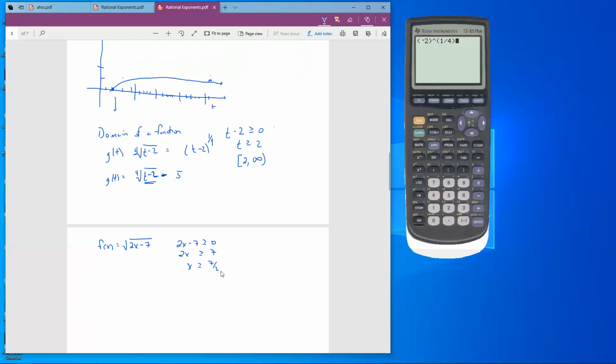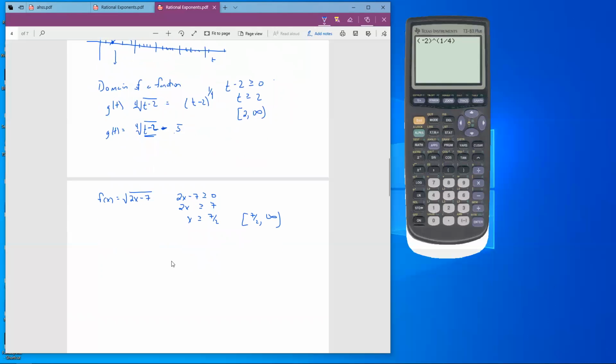So again, they'll say put it in interval notation. Since I know that 7 halves is the smallest number I can have, we're going to put a bracket here because this equality says you can have a bracket, and then all the way up out to infinity. Okay, let's look at a different one.